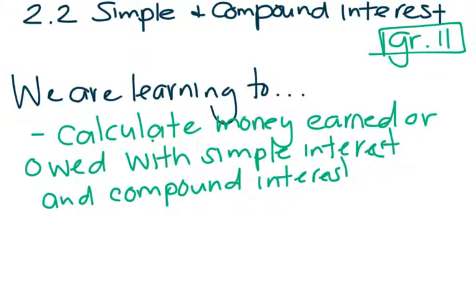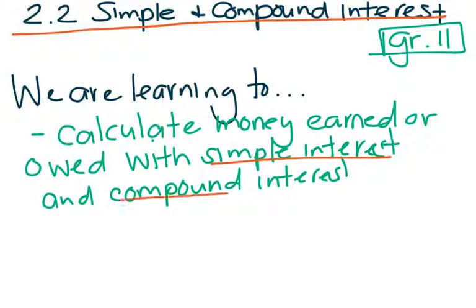This is the grade 11 lesson 2.2, Simple and Compound Interest. In this lesson, what we are learning to do is calculate money earned or owed with simple interest and compound interest. Please take out your worksheet given in class called 2.2, Simple and Compound Interest, and we are going to work on example number 1 from this lesson.